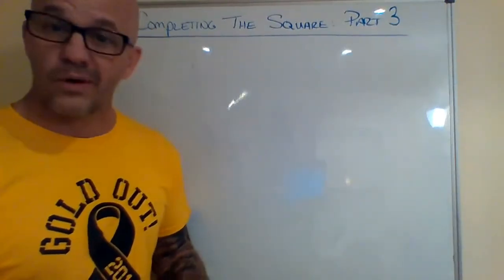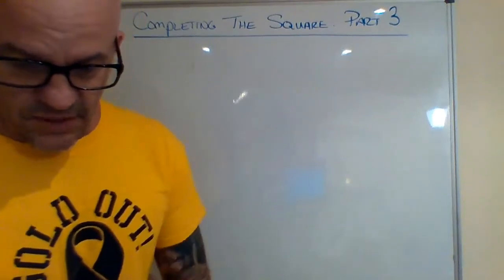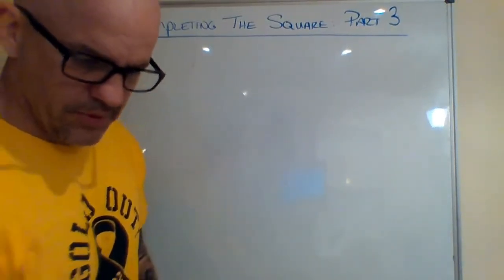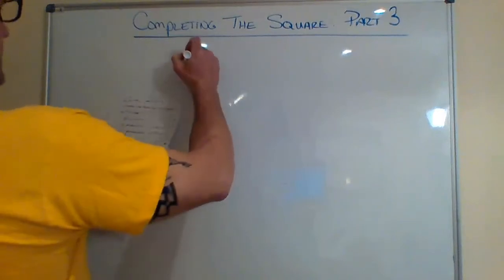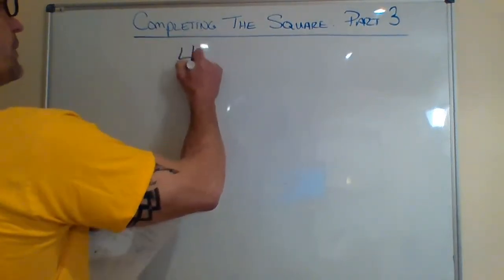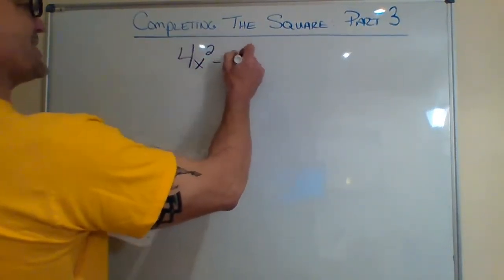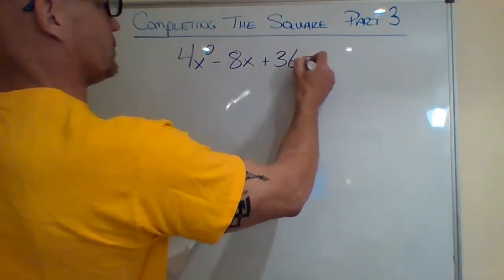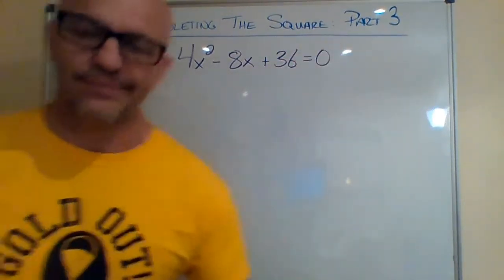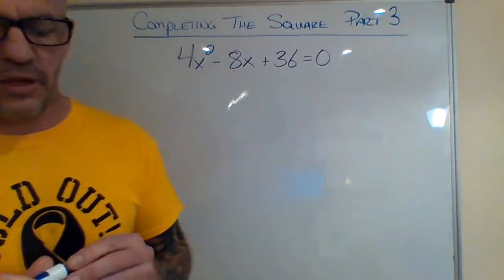Let's find a marker that works. How's that sound? So we'll go with purple. I wonder why that black one died. Gone. So we've got 4x squared minus 8x plus 36 equals 0. Now, like I said, some are going to be easy fixes, some are going to be a little bit uglier.